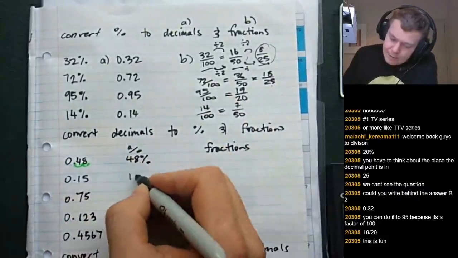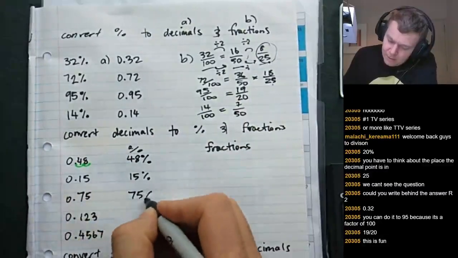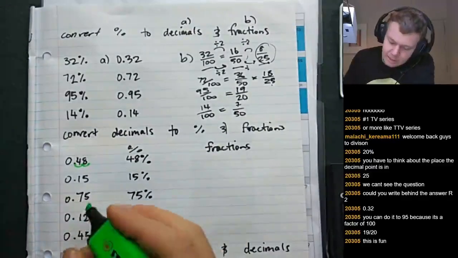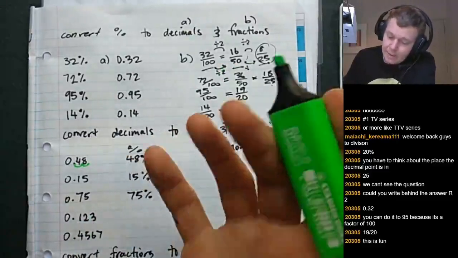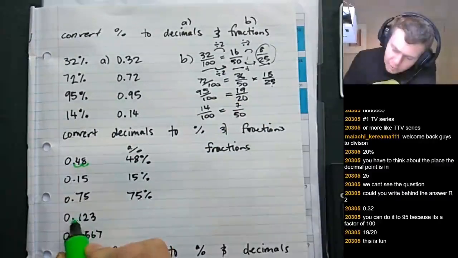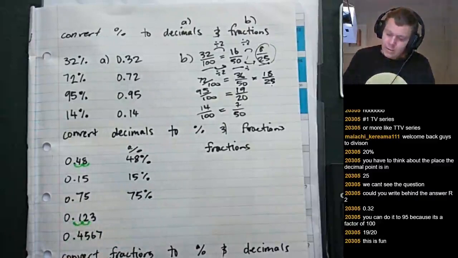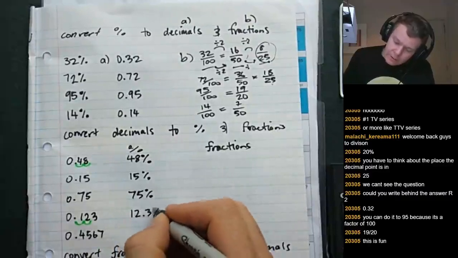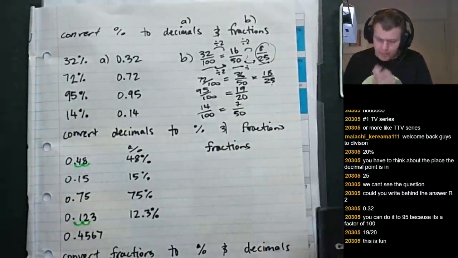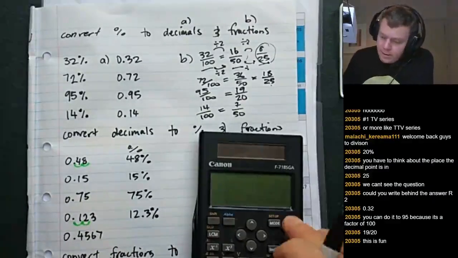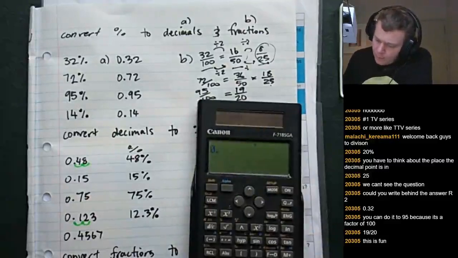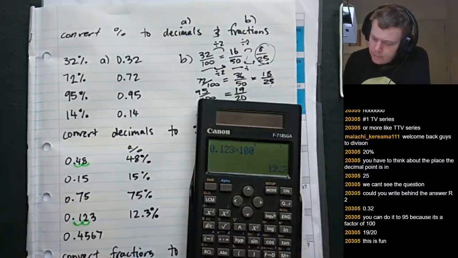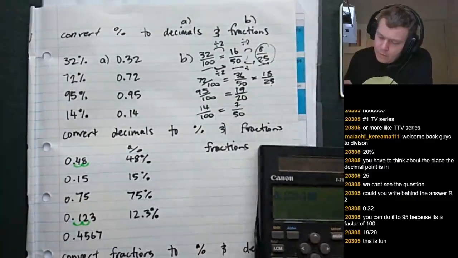We move the decimal point twice here, we're going to get 75%. This one is a bit different. We've got 3 decimal places. So just because there's 3 decimal places doesn't mean that there can't be a decimal point in your percentage. So if we move the decimal point twice, it's going to be between the 1 and the 2, the 2 and the 3. So our percentage equivalent is 12.3%. And you can see that if I put 0.123 in my calculator and then I multiply it by 100, I get 12.3.